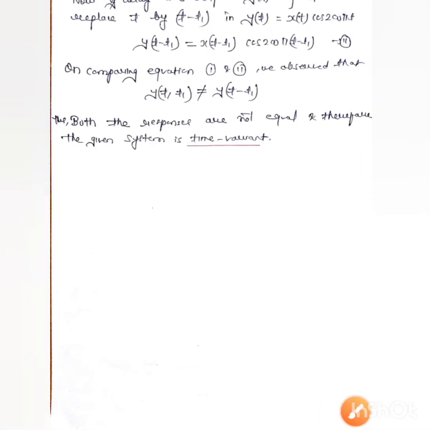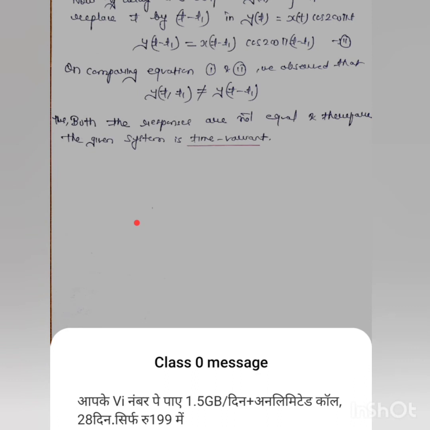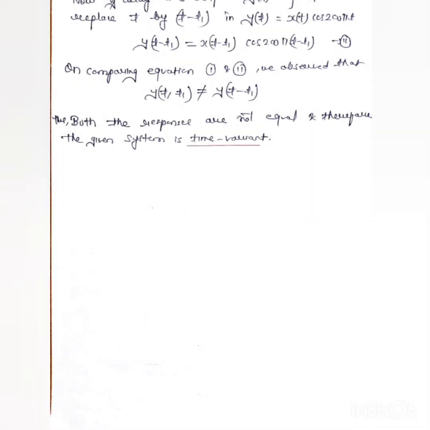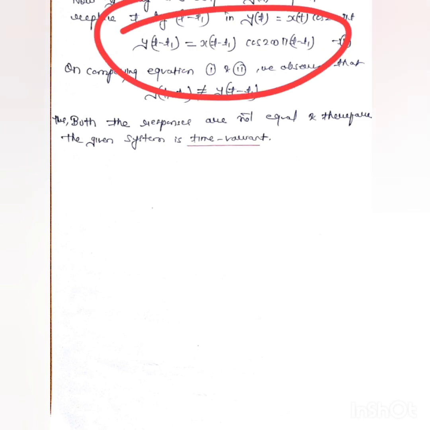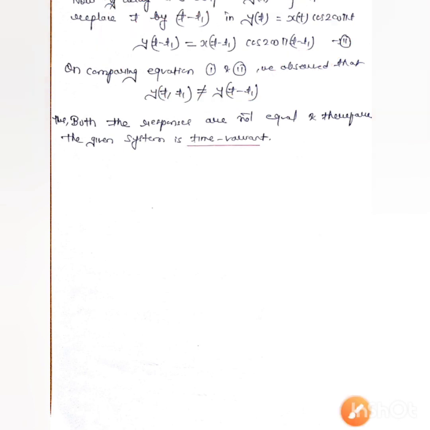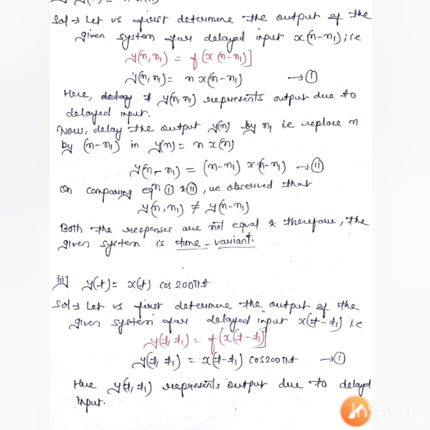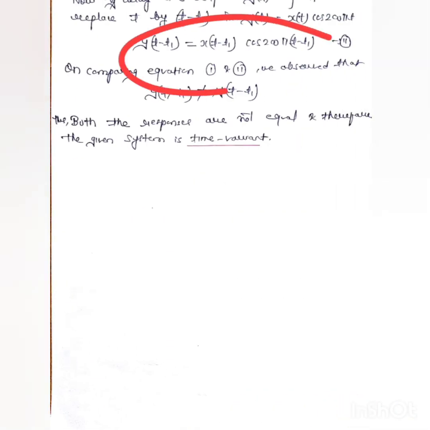Now, in the second case, we delay our output by t1. In that case, we have to replace every t by t minus t1. So we have this expression: y of t minus t1 is equal to x of t minus t1 cos 200 pi t minus t1. We get this on comparing these two equations. In the first expression, x of t minus t1 cos 200 pi t, and in the second expression, x of t minus t1 cos 200 pi t minus t1.